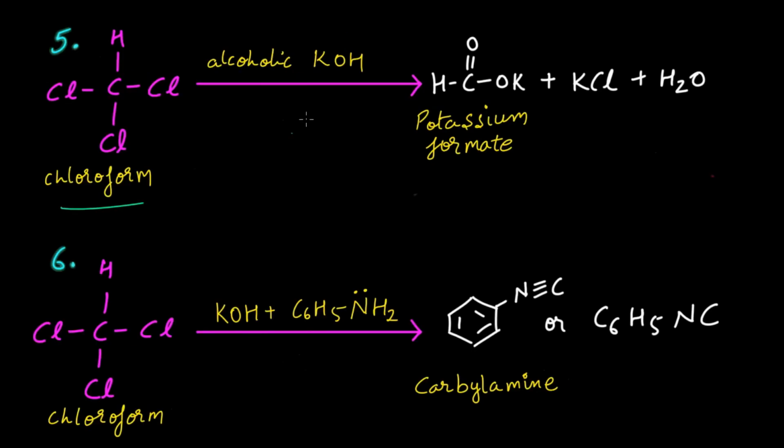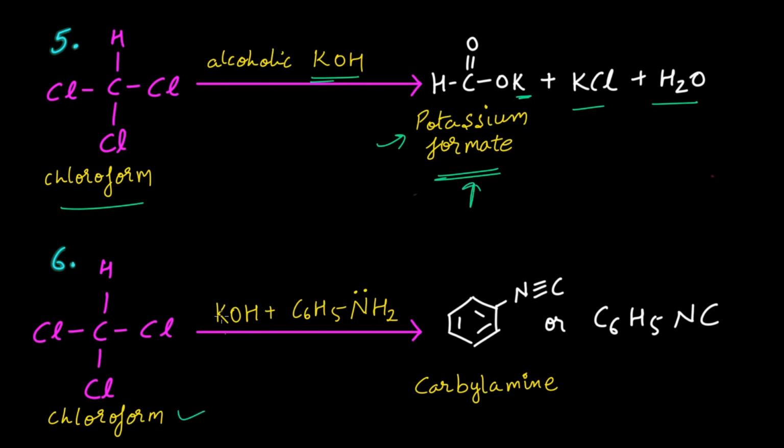When chloroform is treated with alcoholic KOH, you get potassium formate plus KCl plus H2O. These are the byproducts, but the main product is potassium formate, the potassium salt of carboxylic acid. So this is your product.